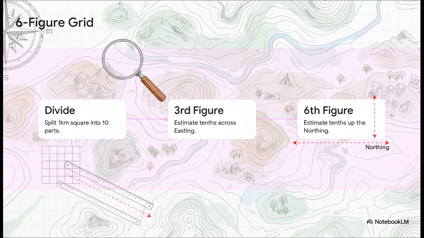To generate those 2 extra digits, we actually have to use our imagination a little bit. First, you take that 1 kilometer square we just learned how to find and mentally divide it into 10 equal tiny parts vertically and 10 equal parts horizontally. Next, you determine the 3rd figure of your final coordinate by estimating exactly how many tenths across the easting line the object sits. Finally, you determine the 6th figure by estimating how many tenths up the northing line the object sits. It definitely requires a keen eye and a bit of practice, but the precision you get is just incredible.